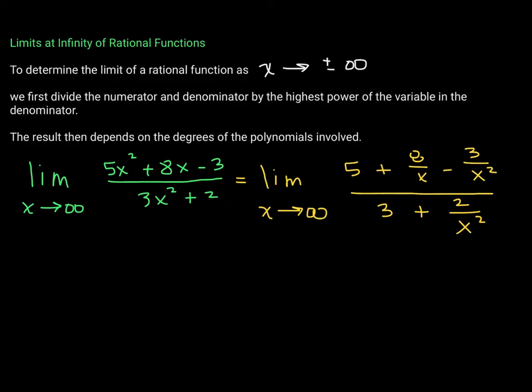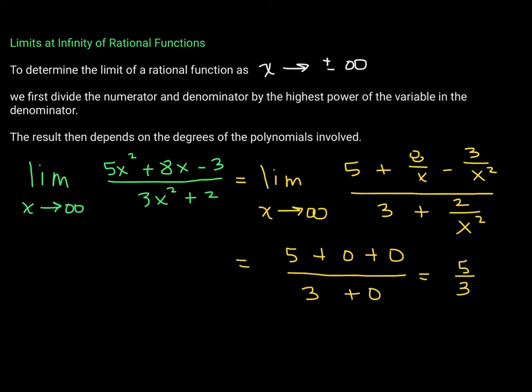Now, consider the limit as x approaches infinity. This term here is going to 0 because the denominator is growing larger and larger while the numerator remains fixed at 8. The same is true about 3 over x squared and 2 over x squared. All of those terms are approaching 0, while 5 is constant and 3 is constant or fixed. So then you have 5 plus 0 over 3 plus 0. That is to say, the limit is 5/3.